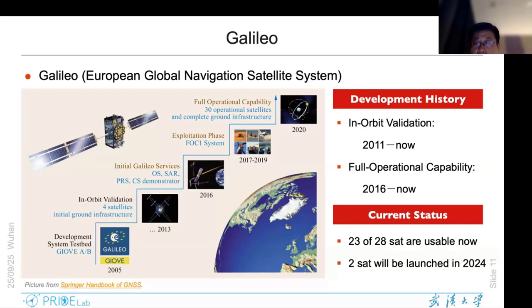And the two additional satellites will be launched in the year of 2024. But we can still use the incomplete Galileo constellation to do something great.